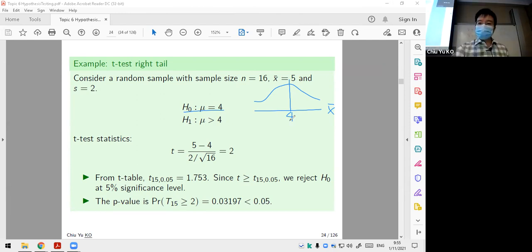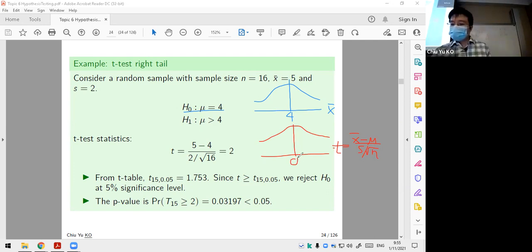Now, under what we learned, right? If you consider T, which is x bar minus mu over S over root n, this guy looks like a T distribution. It's like a bell, but it's like both sides higher. It's still 0 here. So it's T distribution.